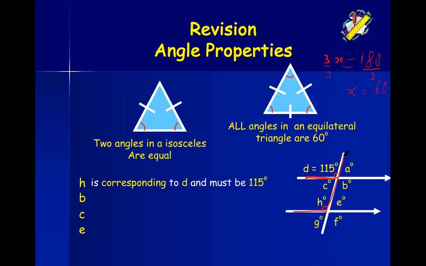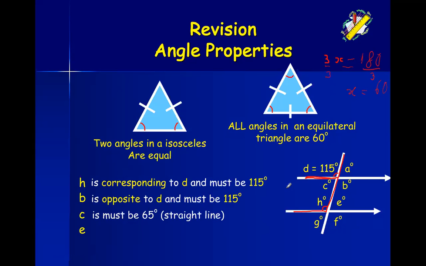What about B? What did we say here? Can you see another letter? Remember, can you see an X here? Yeah. So that means B should be equal to, is opposite to D, must be 115, yeah? And C, if you've got 115 here, and you've got a straight line here, then C is just 180 take away 115, which is 65. So we've looked at straight line, F shape, X shape.